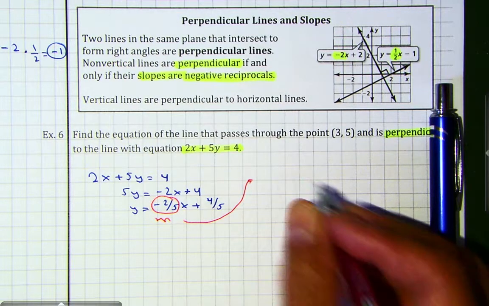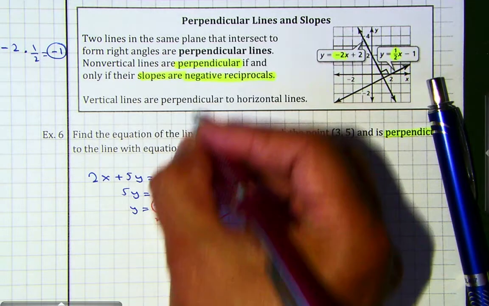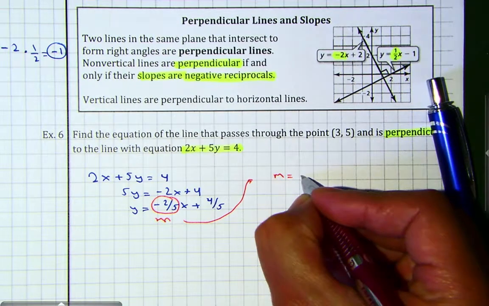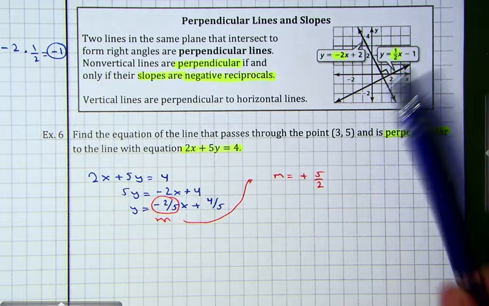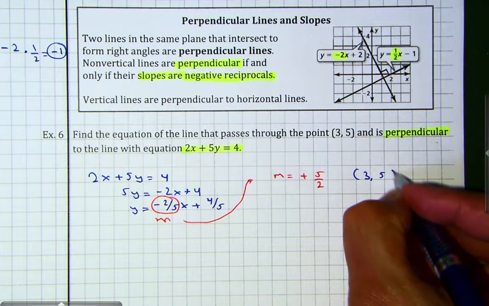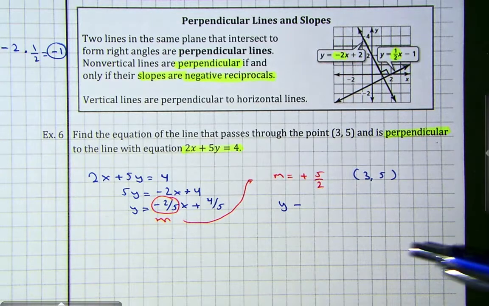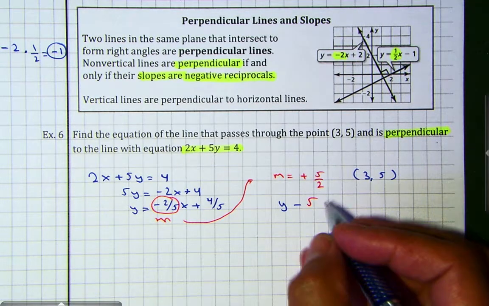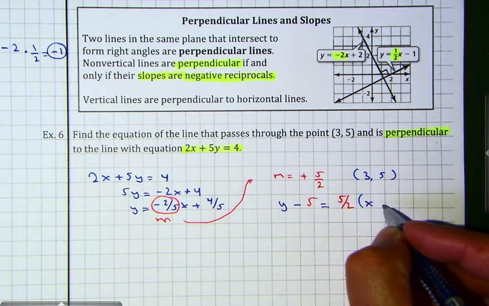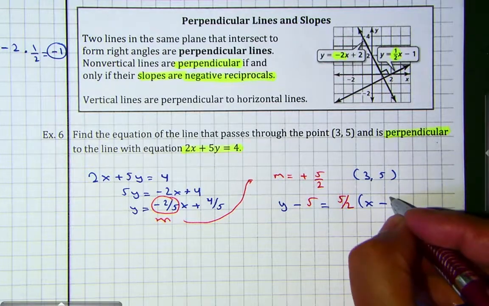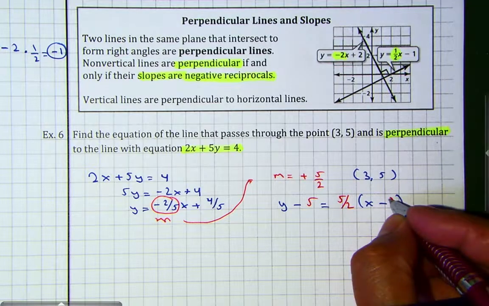So therefore, the slope for my new equation will be the opposite reciprocal, or the negative reciprocal. That negative becomes a positive, and that'll be 5 over 2. And now I'm going to use the point that's given to me, and I'm going to use my point slope form: y minus y1, which is 5, my slope is 5 over 2, x minus x1, which is 3. Go and solve for y and see what you get, and then we can compare our answers.